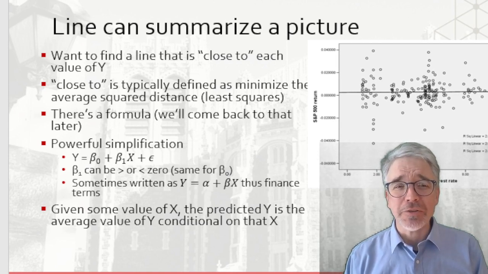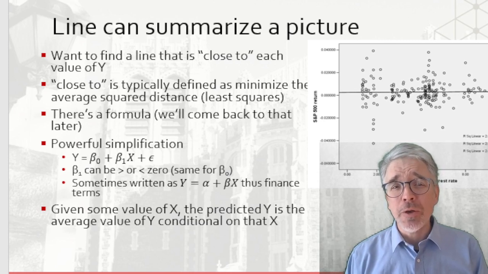That's a zero relationship. Estimating a beta 1 equal to 0 would be a case where there's no relationship, such as the line in the graph there. Given some value of x, the predicted y value is going to be just the average value of the y's conditional on that x.